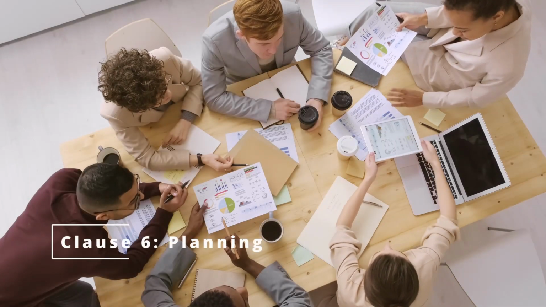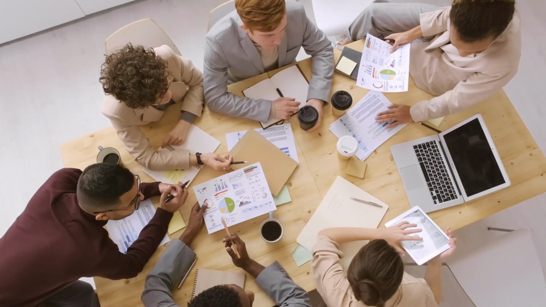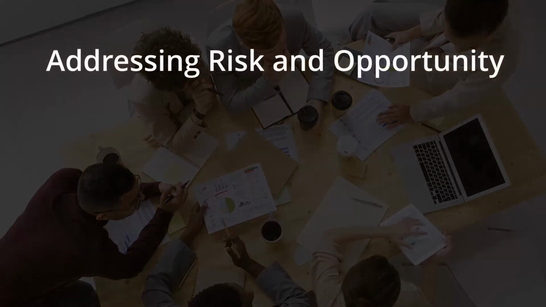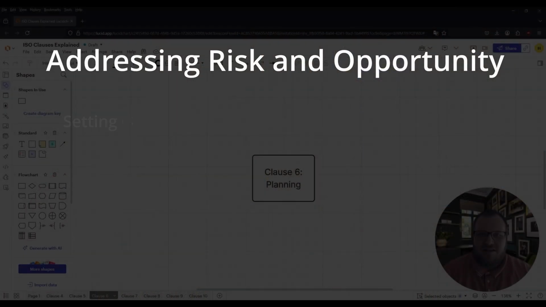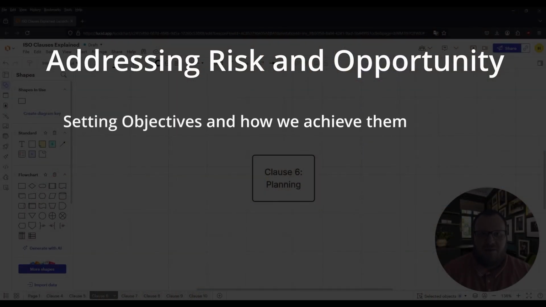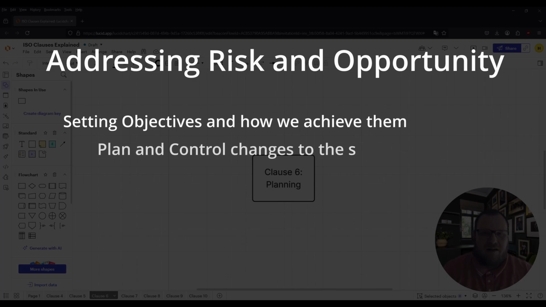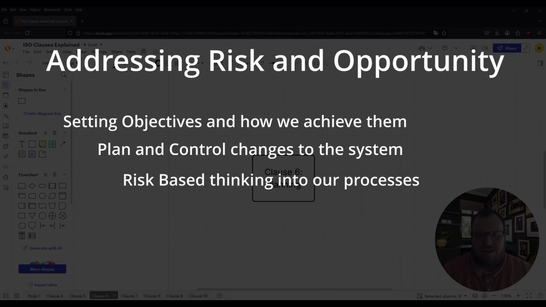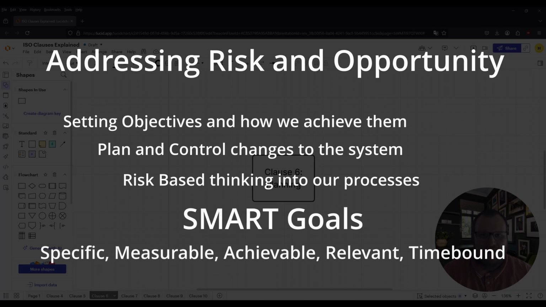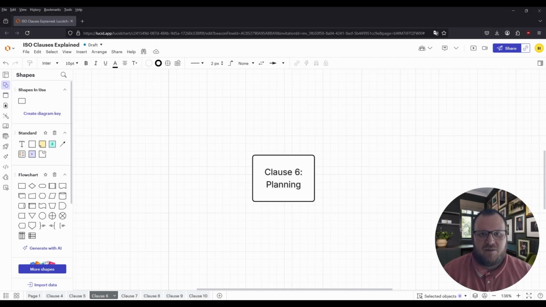Clause 6 is all about planning the management system. So the key areas around here are addressing our risks and opportunities, setting our objectives and planning how we're going to achieve them, and then how we can plan our changes to the management system in a controlled manner. So some of the things that we'll find here are our risk-based thinking and integrating that into our processes, along with establishing objectives along the SMART parameters, which is specific, measurable, achievable, relevant, and time-bound. We also need to evaluate the impact of any changes before we implement them.